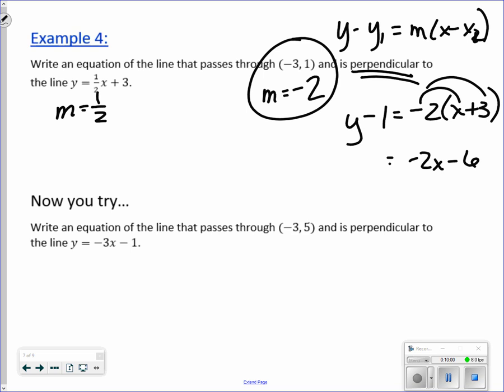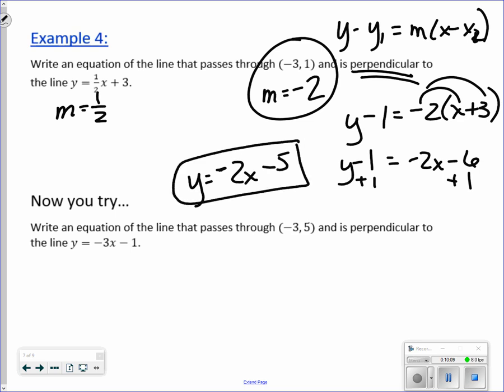Distribute and then add. So the answer to the question is y equals negative 2x minus 5. So you try this next one. Again, hit pause.